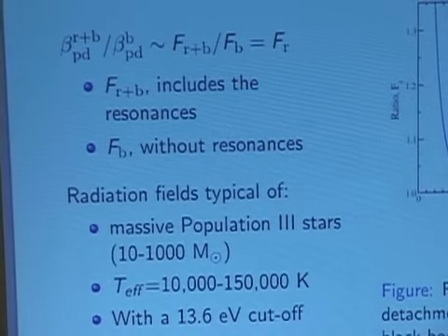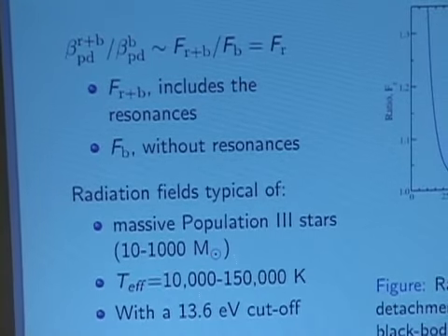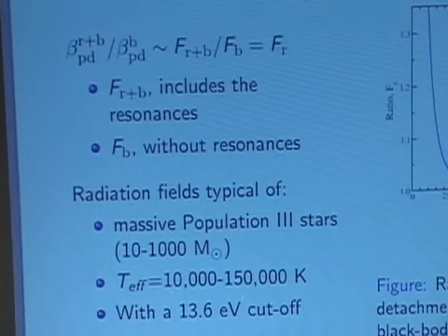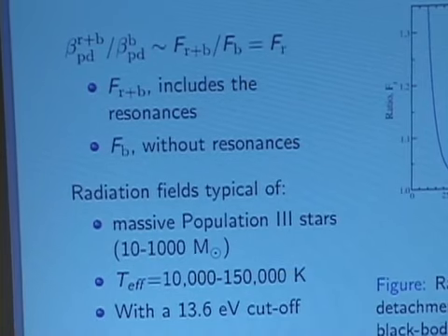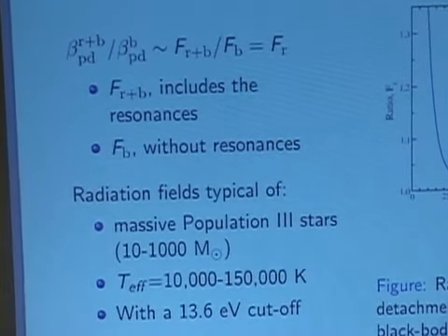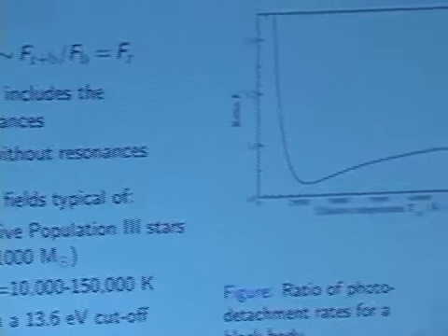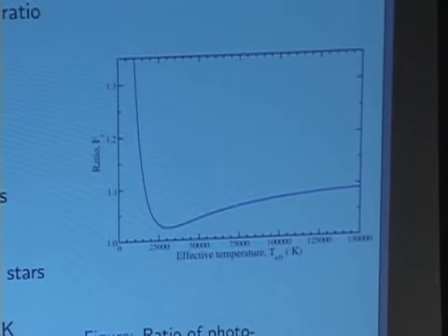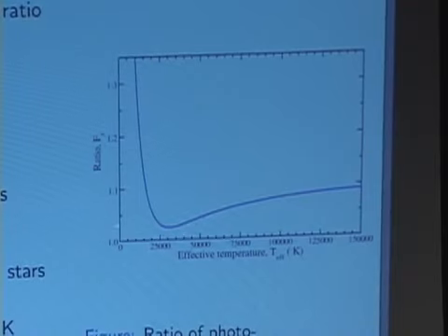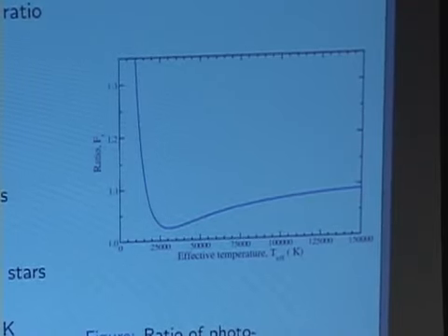Okay, consider ranges from 10 to 1,000 solar masses, which are effective temperatures from 10,000 to 150,000 Kelvin or so. And we also cut off the radiation field above 13.6 eV. And we find this, so applied here, suppression factor is a function of effective temperature, and here is 1, so no effect. And we find that the effect gets up to about 9% for the most massive stars.